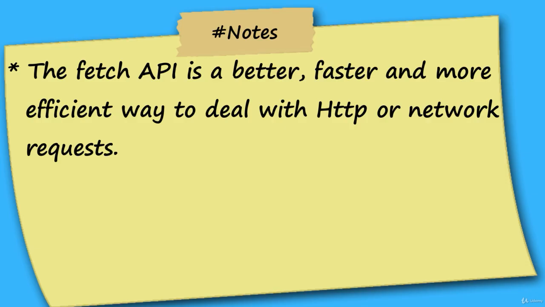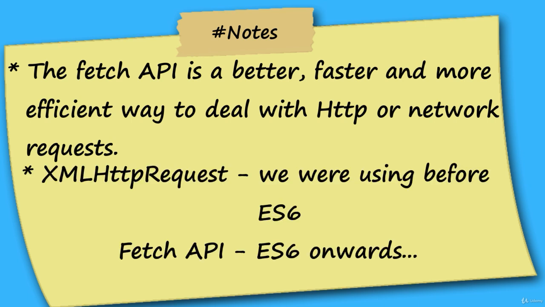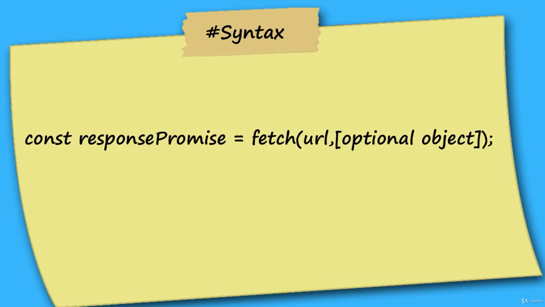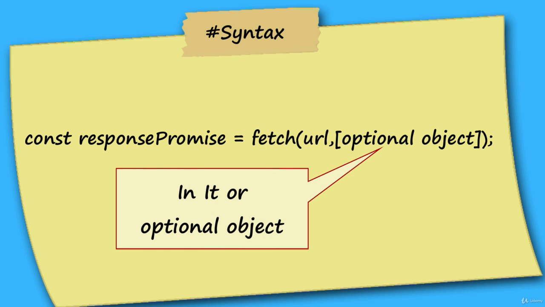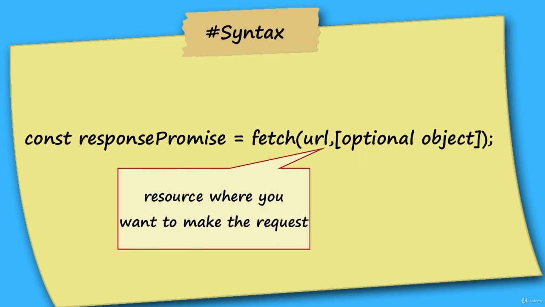The Fetch API is a better, faster and more efficient way to deal with HTTP or network requests. XMLHttpRequest was the object we were using before ES6, but ES6 onwards, now we have the Fetch API. The syntax of the Fetch API looks something like this. For example, you have const responsePromise is equal to fetch. This is the API. The first parameter is the URL, which is not optional, and the second one is optional. We call that init, or you call it an optional object. The first parameter URL is nothing but the resource where you want to make the request.